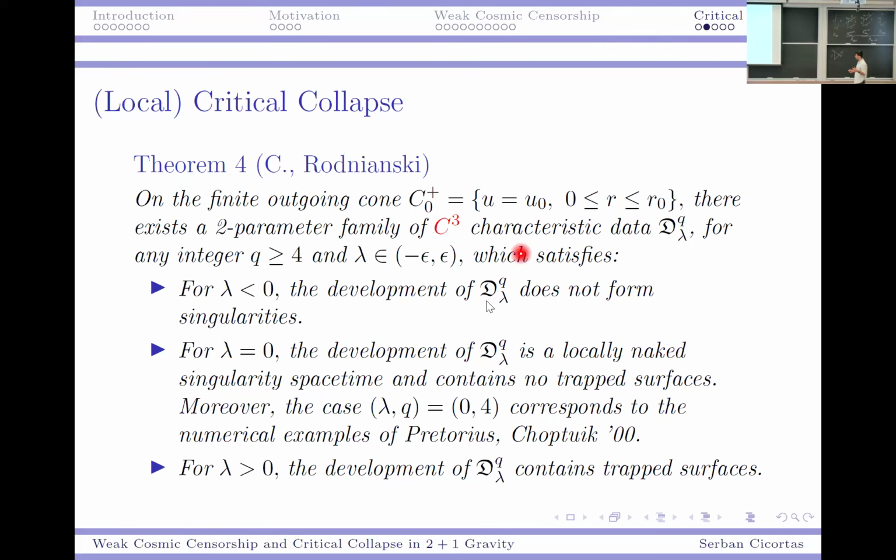And moreover, this is C3 data, but there is no real restriction on the data. We prove C3, presumably we could have done C4 and so on. The numerics of Pretorius and Choptuik say that this should be smooth, and the expectation is indeed that this should be smooth, but by showing C3, we're basically saying that there's no low regularity issue here. These are much, much smoother than the previous examples that have been constructed for scalar field models.